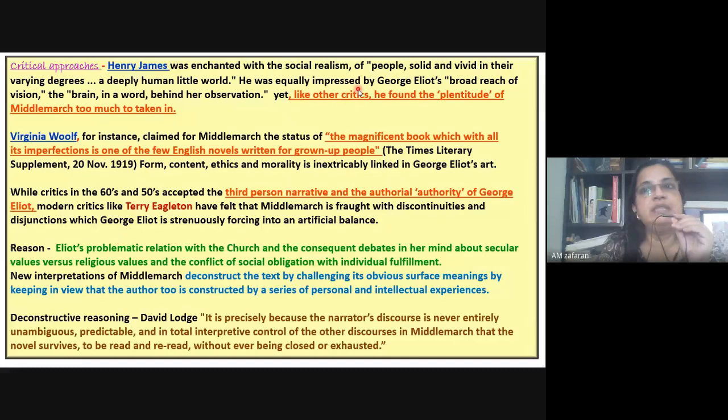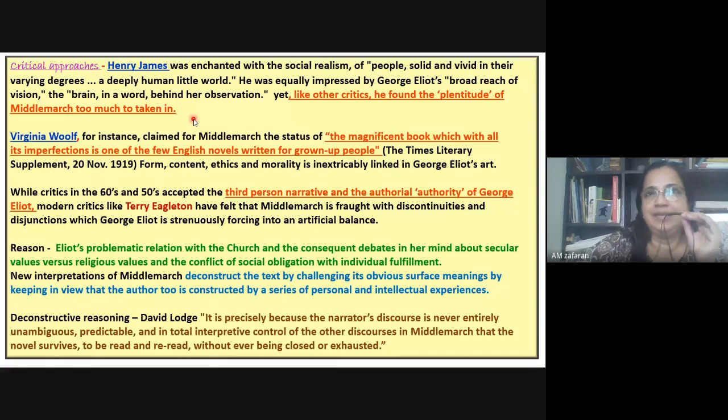And he was equally impressed by Eliot's broad reach of vision, the brain behind her observation. Yet, like other critics, he found the plenitude of Middlemarch too much to take in. So, although as a critic he was impressed by the sense of observation that went behind drawing word portraits of so many different types of people who belong to Middlemarch, he was also overawed by the plenitude, too much of, plenty of characters that you had to take in in order to go through Middlemarch. So this is both its plus point and also what makes it hard to understand and plow through, I guess, is what Henry James felt.